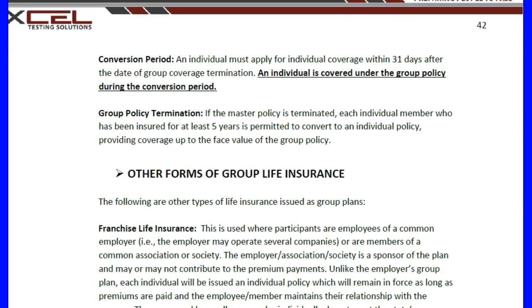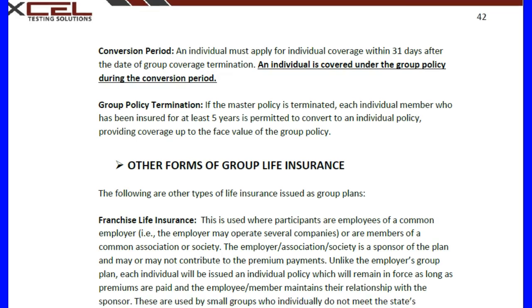Group policy termination: if the master policy is terminated, each individual member who has been insured at least 5 years is permitted to convert to an individual policy, providing coverage up to the face value of the group policy.